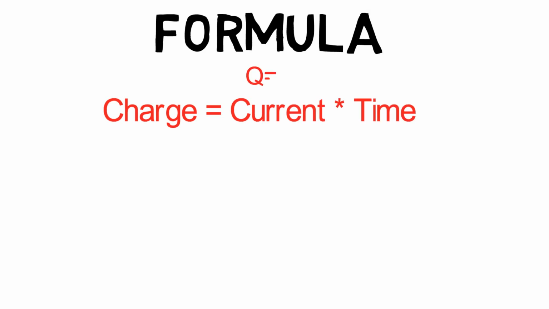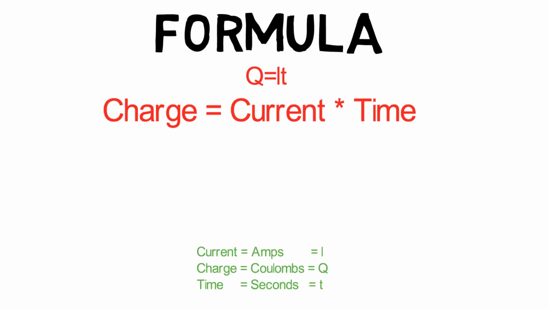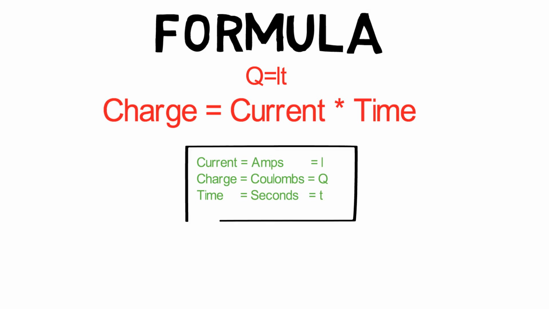This is summed up in a formula. Charge equals current times time. Charge is measured in coulombs. Current is measured in amps. Time is measured in seconds.